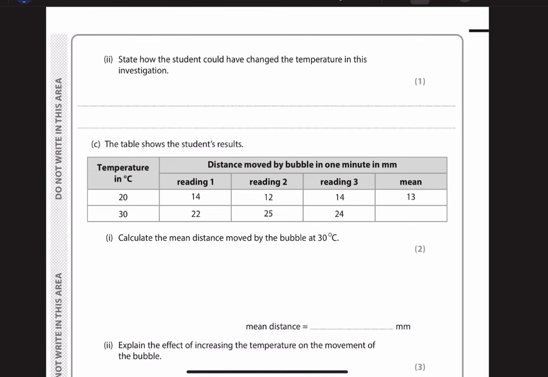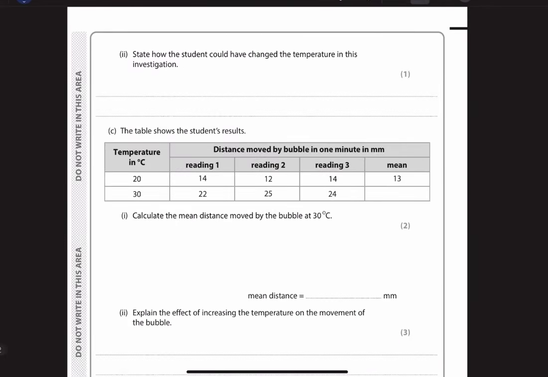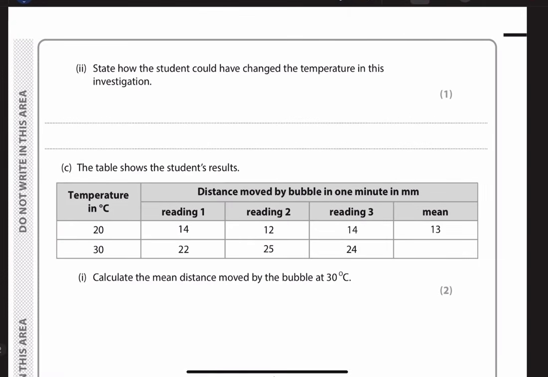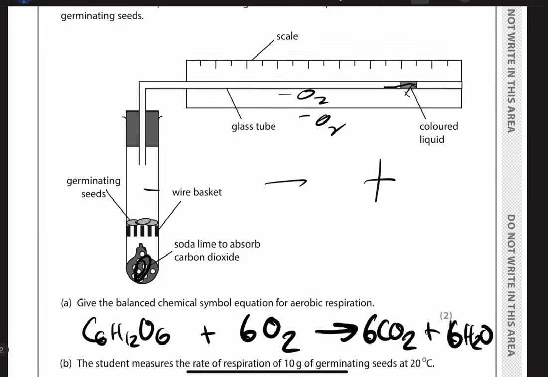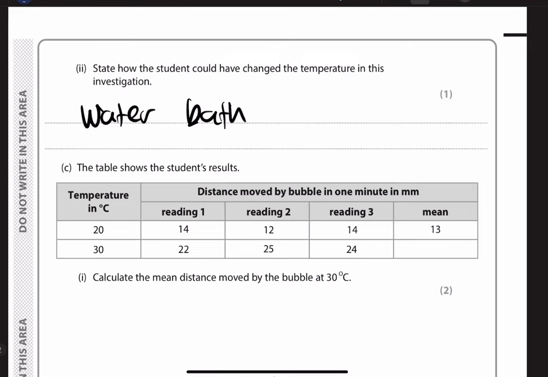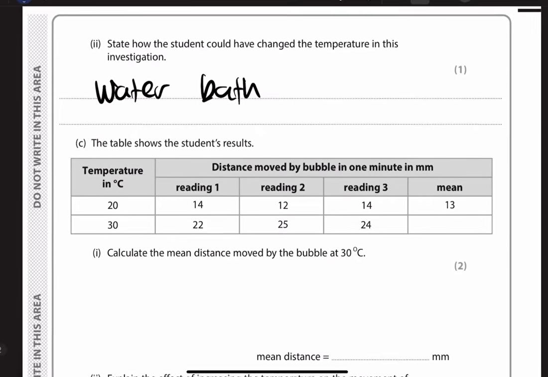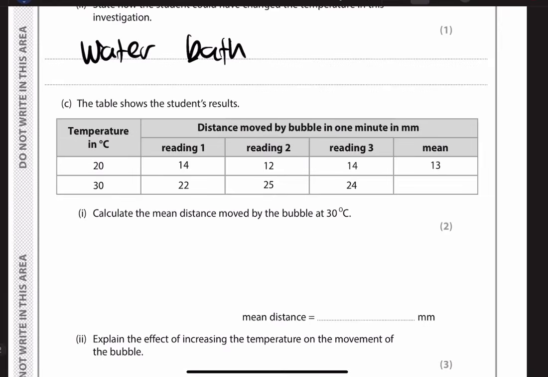State how the student could have changed the temperature in this investigation. Loads of things you can say, but the standard way to change temperature is to place whatever you're doing, whatever you have, in a water bath, right? A temperature-controlled water bath. I think that's the easiest way to say it. Because stuff like a heating block, it usually heats too high. I'm sure they would allow heating block or something like that, but usually you want something to do with water because it's good at transferring that energy across the system to the seeds so that you have a uniform heating of the seeds.